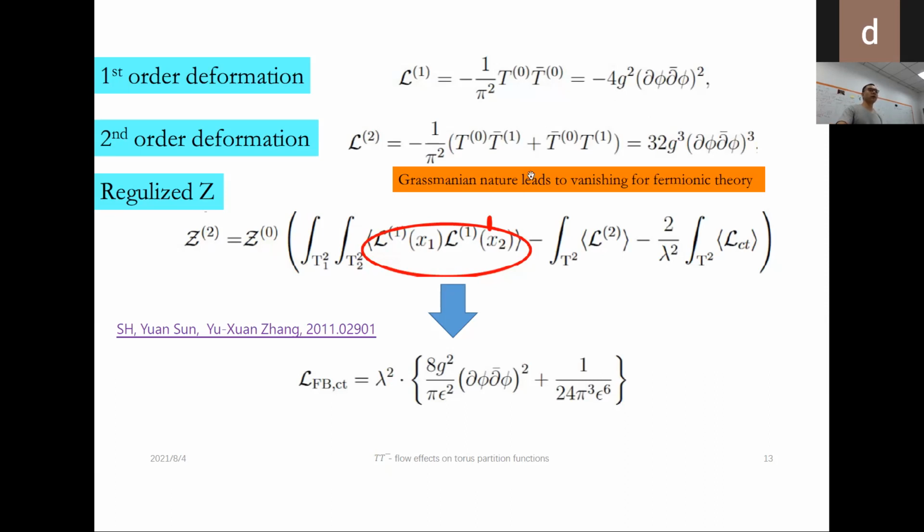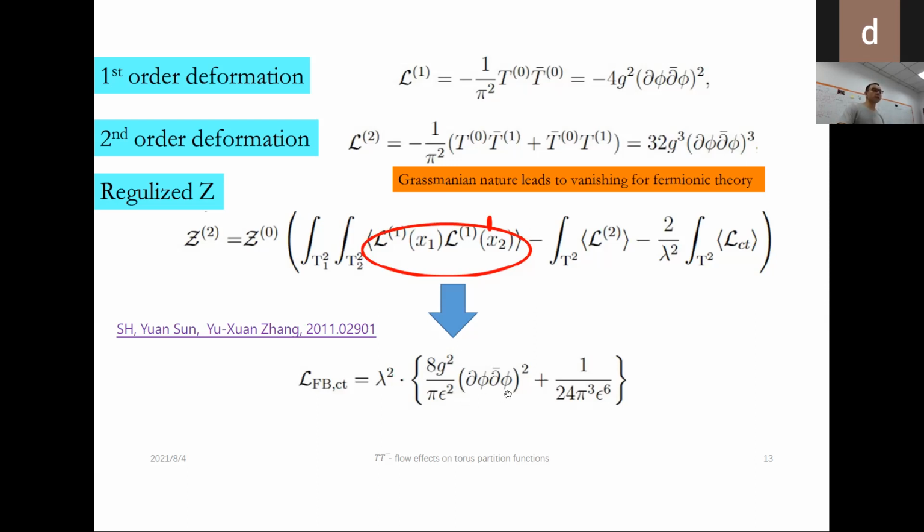But this is only for the free boson. For free fermion, due to the Grassmannian nature, the second order correction to the Lagrangian will vanish, and also for higher orders the corrections to the Lagrangian will vanish due to the Grassmannian nature. So here we focus on the free boson. After you work out the 2-point function or the 1-point function, etc., you have to integrate over the full space-time, a double integral and also an associated single integral. You have to regularize the second order correction to the path integral.